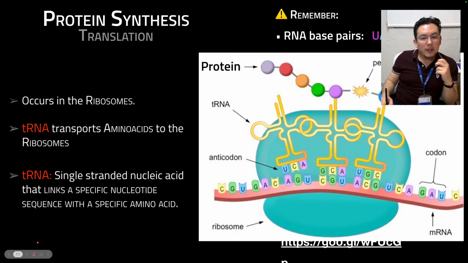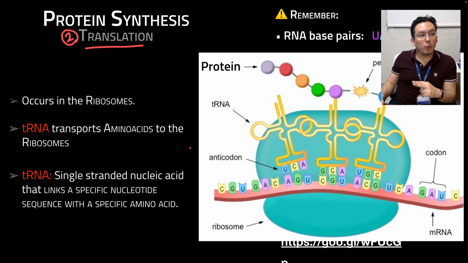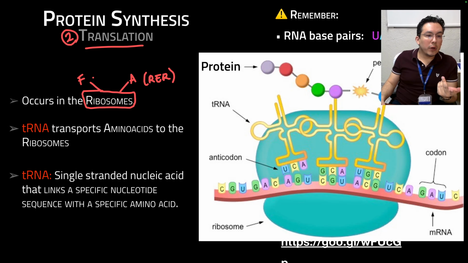Now, the second stage is called translation. This is the second part of protein synthesis. This occurs in the ribosomes, either the free ribosomes, meaning free in the cytoplasm, or the attached ribosomes, specifically attached to the rough endoplasmic reticulum. Either of these is a ribosome, their function is protein synthesis, and either of these are going to make exactly the same thing.